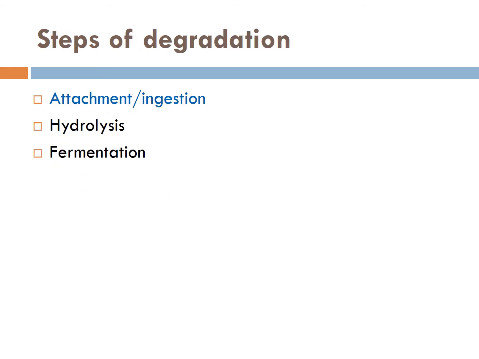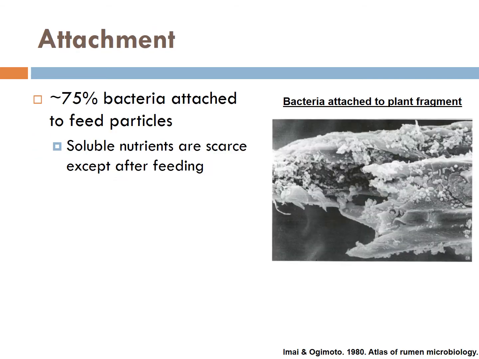There are multiple steps of degradation: attachment and ingestion, hydrolysis, and fermentation. We'll begin by discussing attachment and ingestion. As we've mentioned before, about 3/4 of bacteria are attached to feed particles, and we can see that in the figure to the right. The plant particle is covered with bacteria. One of the reasons for attachment is that soluble nutrients are scarce except after feeding. The most reliable source of substrate is in the feed particles.